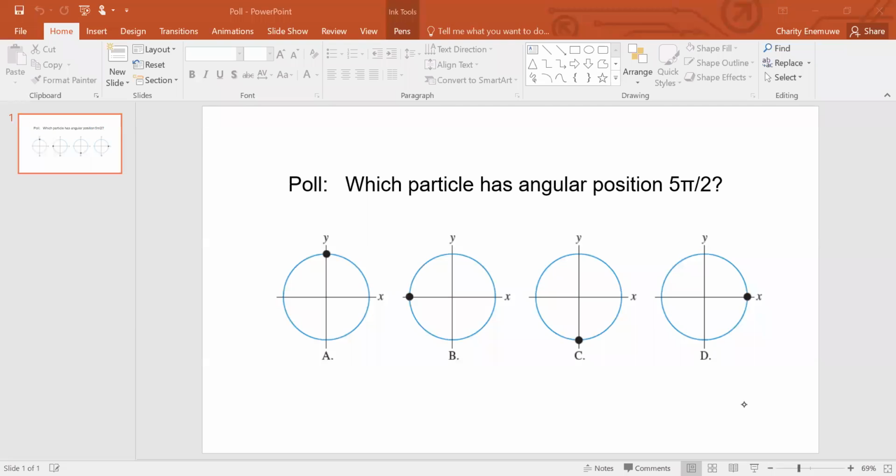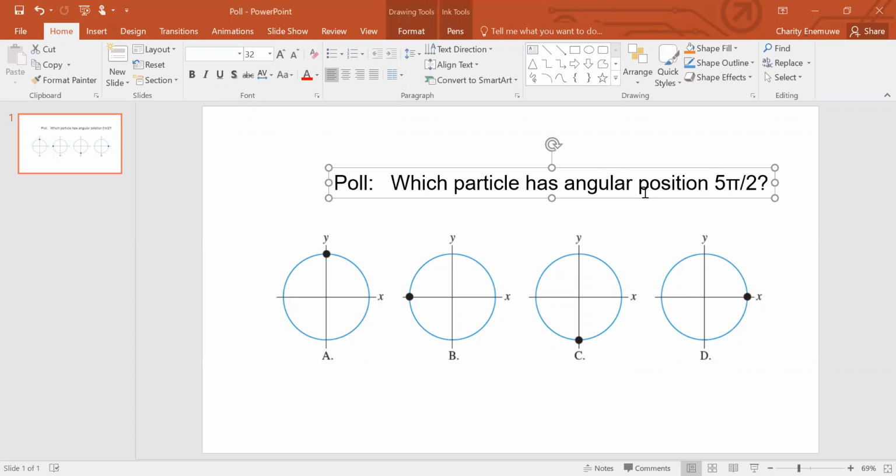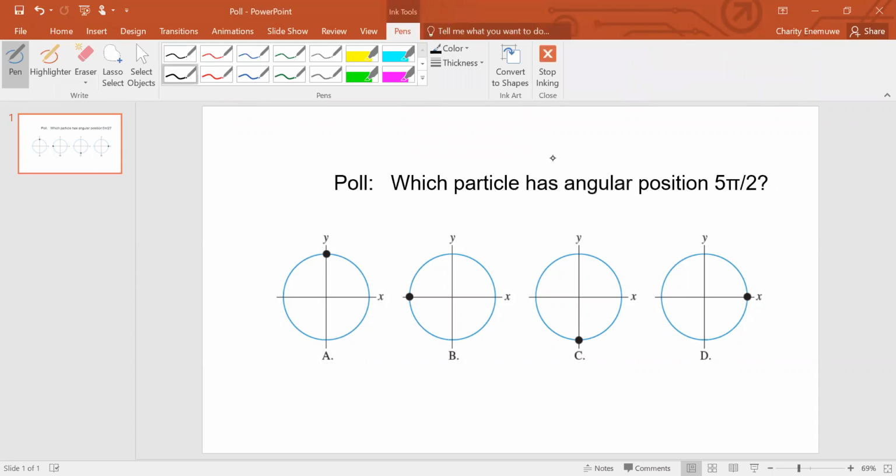Now, I'd like us to put our answers in this poll. The question is, which particle has the angular position 5 pi over 2? Is it particle A, B, C, D? Remember that one revolution is 2 pi. So how do we get the final answer?